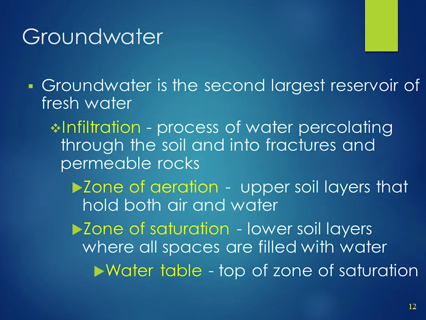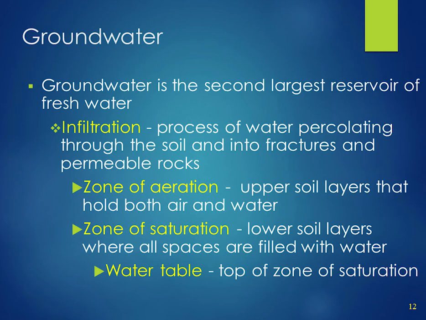As we mentioned earlier, precipitation falling on the surface either runs off to form streams or it is absorbed into the ground. This groundwater is the second largest source of fresh water on Earth. As this water moves into the ground, it eventually fills all of the available spaces between the soil particles. This saturated soil is called the zone of saturation. The area where both air and water occur is called the zone of aeration. The boundary between the two is called the water table.